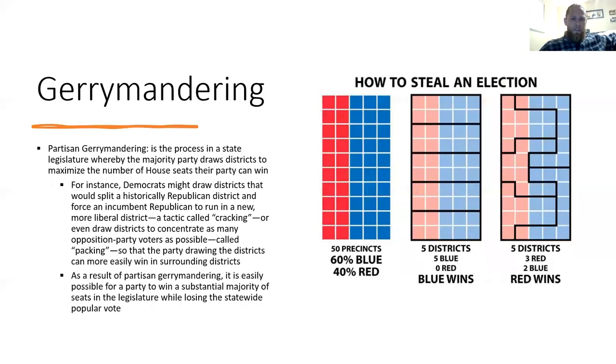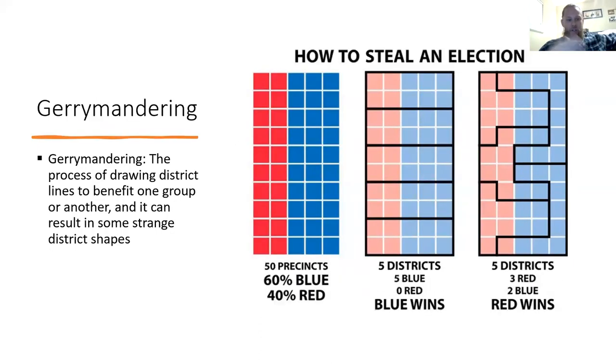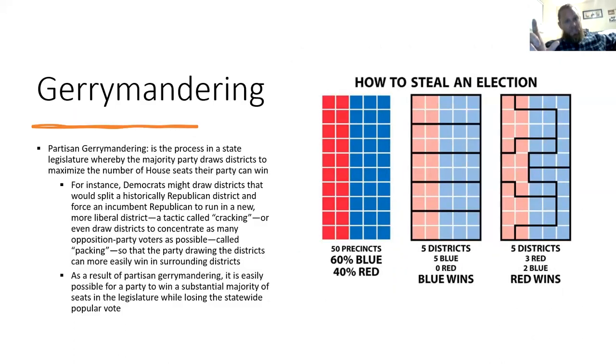The first key word is turkey. Secret word is turkey. So then partisan gerrymandering is the process in a state legislature whereby the majority party draws districts to maximize the number of House seats that their party can win. So that is obviously intentionally party based. Gerrymandering, this definition right here, is just the process of drawing lines to benefit one group. That is just the base definition. Partisan is then when specifically the party that is in control of the legislature, which constitutionally is the first voice in the redrawing of districts, draws them specifically to benefit themselves.